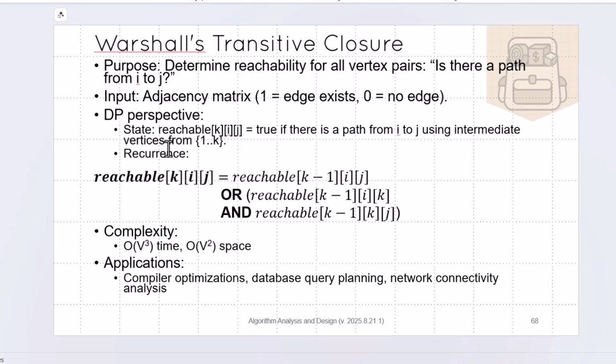Okay, so the recurrence looks like this. Reachable at k, i, j equals reachable at k minus 1, i, j, or reachable at k minus 1, i, k, and reachable at k minus 1, k, j. The complexity of Warshall's transitive closure is big O of v cubed, where the number of vertices is really what our n equals, so it is a cubic algorithm with respect to the number of vertices, v. Okay, that's our problem size. And it has v squared space. Applications: compiler optimization, database query planning, and network connectivity analysis.